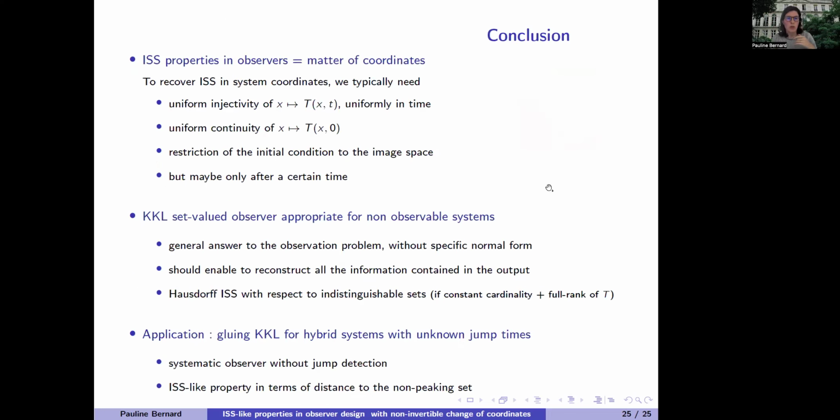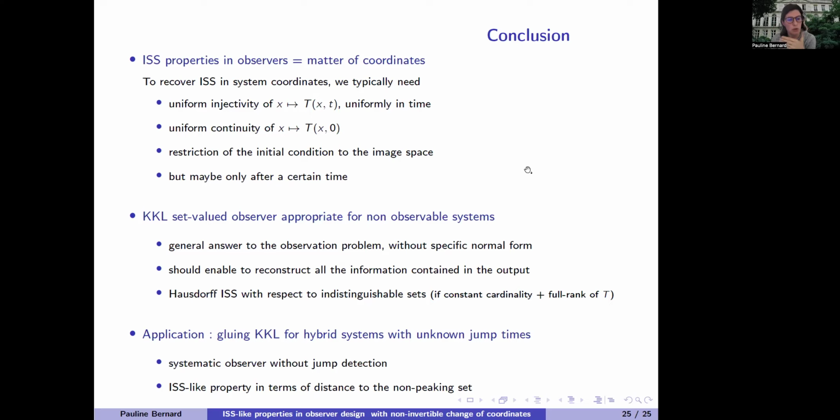So I now reach my conclusion. What did I want to say in this presentation? I first tried to tell you that you have to be careful with change of coordinates and ISS conditions. In observer design, usually if you want to recover the ISS property, and even just stability properties, in the initial coordinates, you have to have some uniform injectivity and continuity properties. And more importantly, you may have to restrict your space of initial conditions. And sometimes you get injectivity only after a certain time.